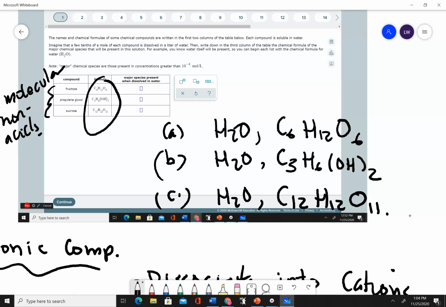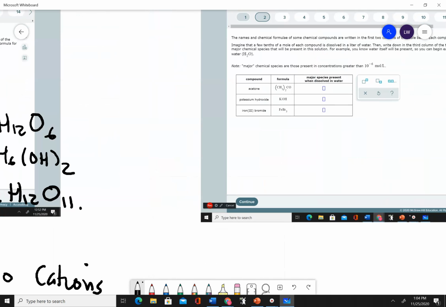So all that's going to be present is a bunch of water, and then dispersed throughout that water are the undissociated molecules of fructose, propylene glycol, or sucrose, depending on what we're talking about. So we're just going to write out the formulas next to water.